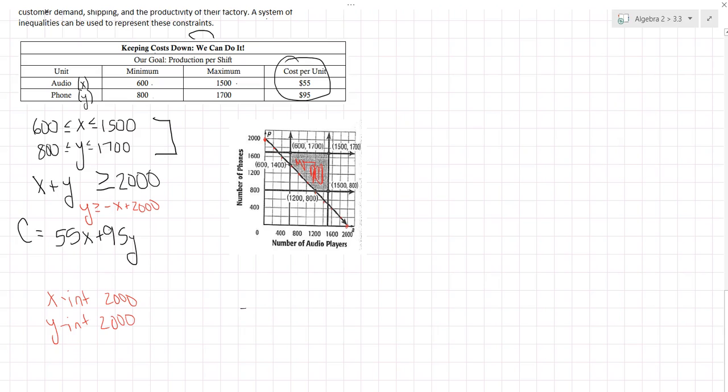So we would have to substitute those in for our cost function to see which one gives us the minimum cost. So we have 600, 1,700. So those are x and y values that we're putting in here. When we put that one in, we end up with 194,500. For 600, 1,400, we end up with 166,000.